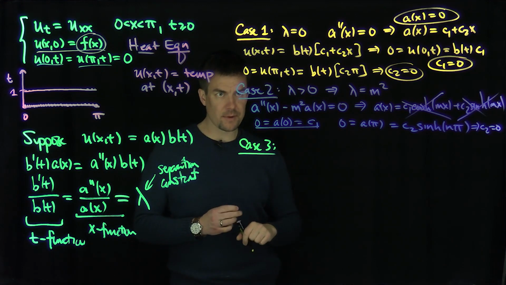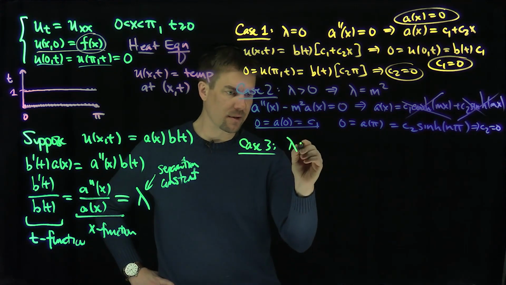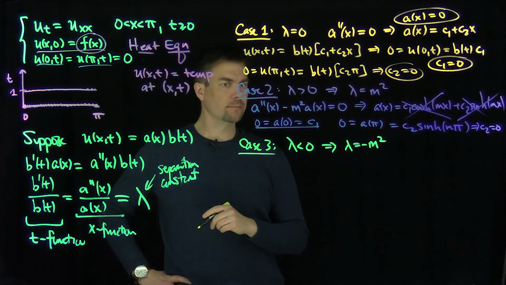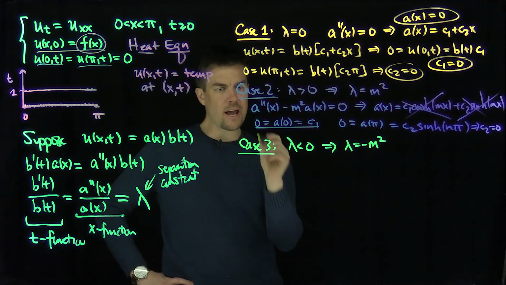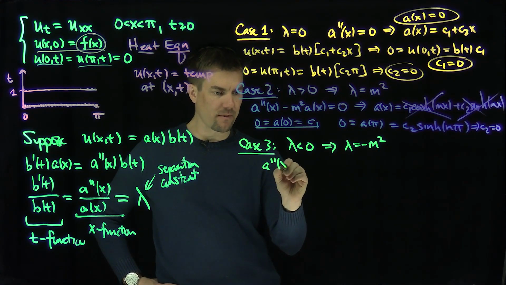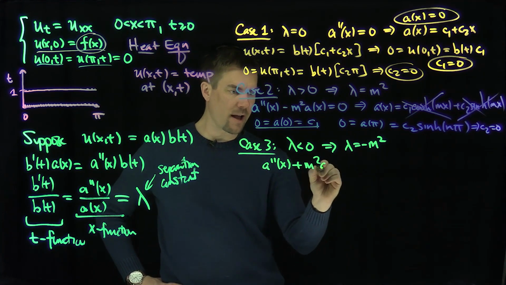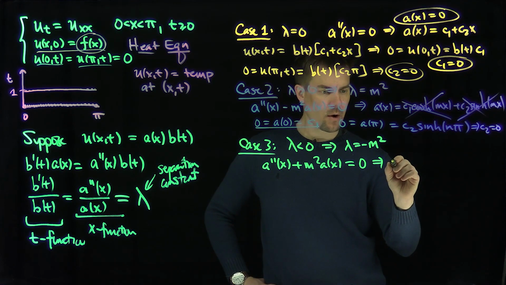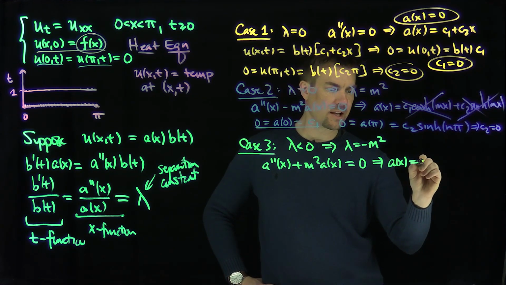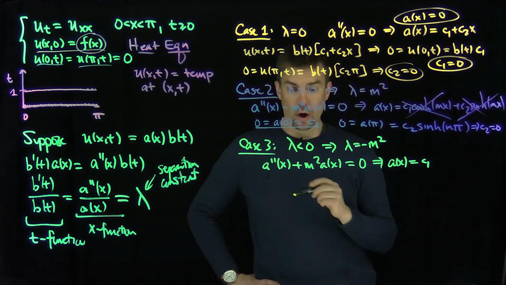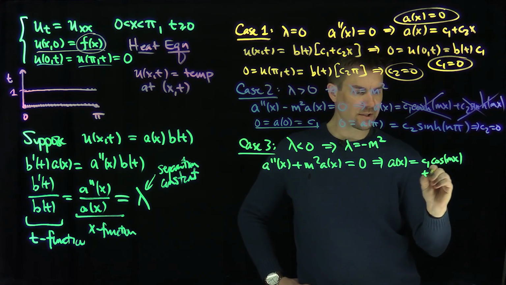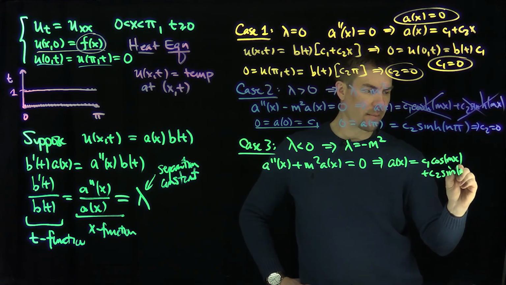And what's case 3 going to be? Case 3 is when lambda is less than 0. And that says we're going to let lambda be negative m squared. And then our a equation becomes a double prime of x plus m squared a of x is equal to 0. I know that's going to be a of x is c1 cosine of mx plus c2 sine of mx.